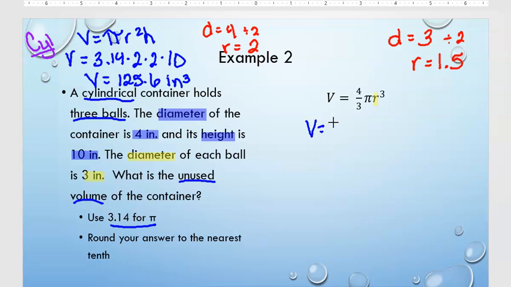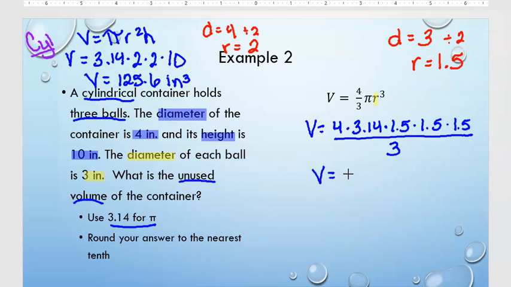So volume equals 4 times pi, 3.14, times my radius cubed. Again, remember 1.5 times 1.5 times 1.5, and then all of this will be divided by 3. So I go 4 times 3.14 times 1.5 once, 1.5 twice, 1.5 a third time. Divide that then by 3. And so I will find that the volume for a single ball is 14.13.